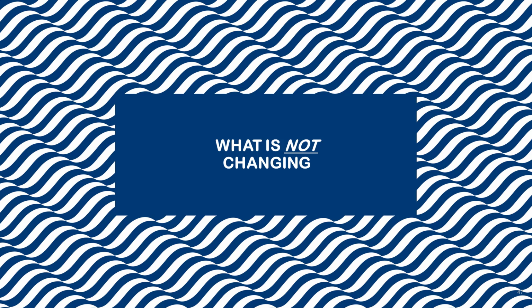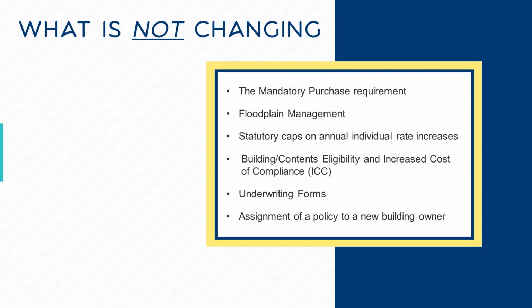So what is not changing? I'm going to read through this list and then we're going to discuss each one. The first thing that's on the list is the mandatory purchase requirement, floodplain management, statutory caps on annual individual rate increases, building contents eligibility and increased cost of compliance, the underwriting forms, and the assignment of a policy to a new building owner.